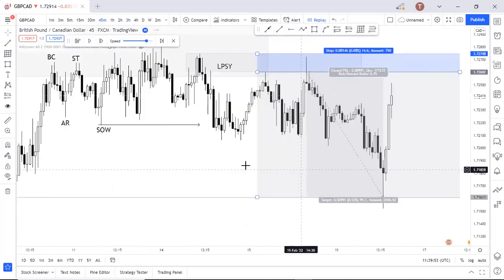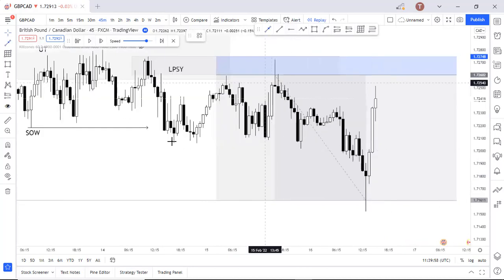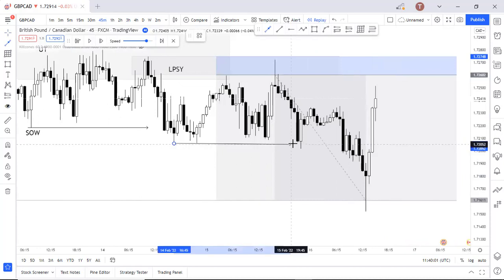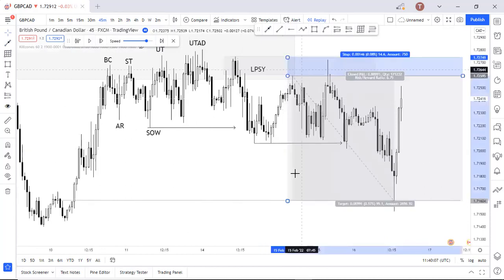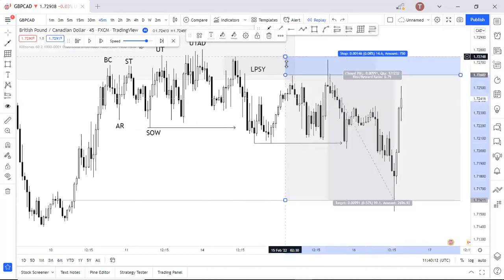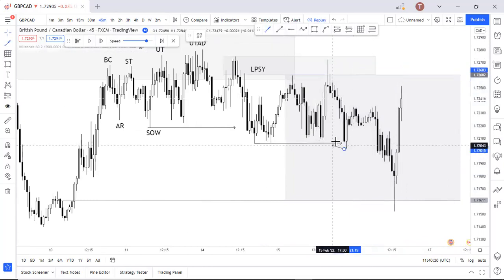And also, as at this point, once we broke structure right here, once we broke this low that came back to mitigate this last point of supply, this was the low that mitigated the last point of supply. Once we broke below this low, I had my stop loss move into break even. So I was in a risk-free trade at this level. Okay, so always set your stop loss to break even once we start breaking structure.